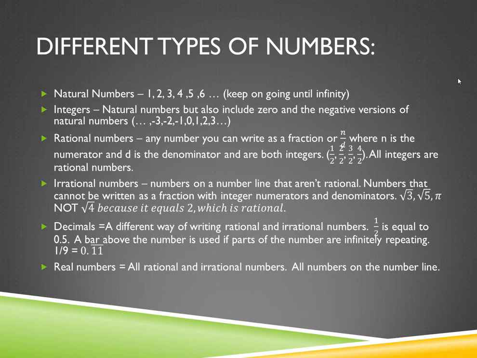Now, real numbers are all rational and irrational numbers. They're basically any number you can think of. That's a real number. They're all numbers on the number line. Any number you can think of, that's a real number.